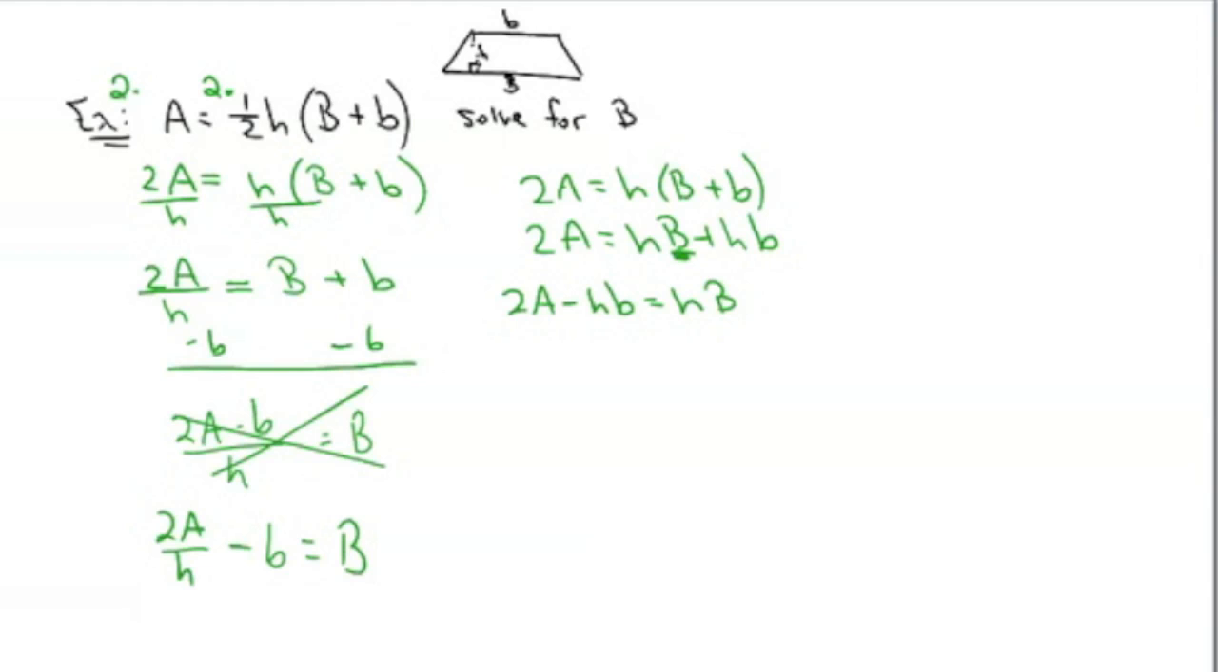And you don't ever want to divide when there's sums and differences because things get weird. Plus, other weird things could happen. H could equal 0, and then you're causing all kinds of problems. Now, focus back to the b. How do I get b by itself? Divide by h. So here we're going to get b is equal to 2a minus hb, all divided by h. Now this one is all divided by h. It is the entire left-hand side being divided by h.